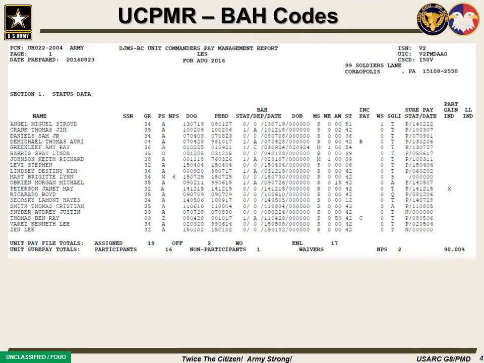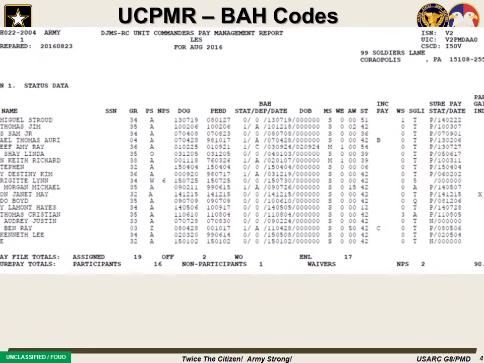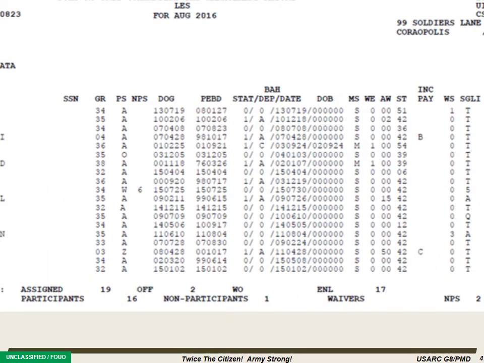For this training, we will use the UCPMR to demonstrate BAH RC information. The same information is available on the MMPA report, but the UCPMR is much easier to use. The purpose of the DA Form 5960 is to document the soldier's dependent status. RLAS translates the information you enter on the DA Form 5960 into BAH status and dependent codes that appear on the soldier's pay account, MMPA, and the UCPMR. These codes tell the pay system what rate of BAH to pay the soldier during active duty periods of 1 to 29 days.